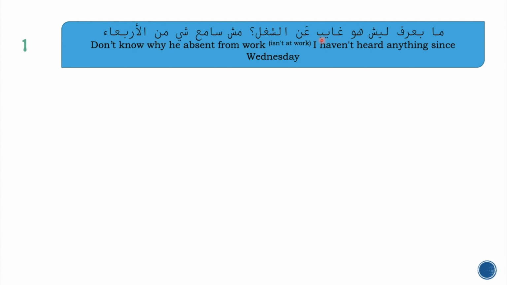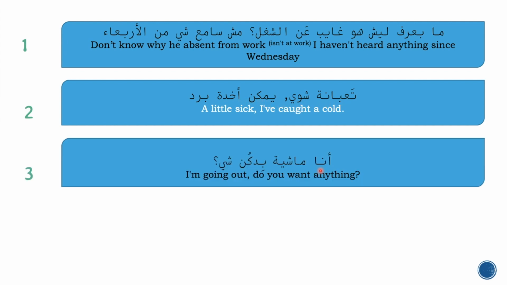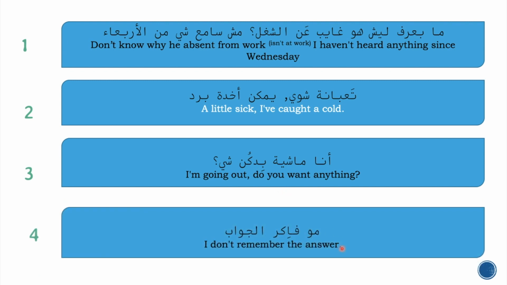So the active participles are غايب and سامع. تعبان شوي يمكن أخذ برد. I'm sick. I caught a cold. أنا ماشية بدكن شي. أنا ماشية, I'm leaving, I'm going out. بدكن شي, do you need anything? Talking to a group of people. مو فاكر الجواب. I don't remember the answer. مو, I don't. فاكر, remembering.